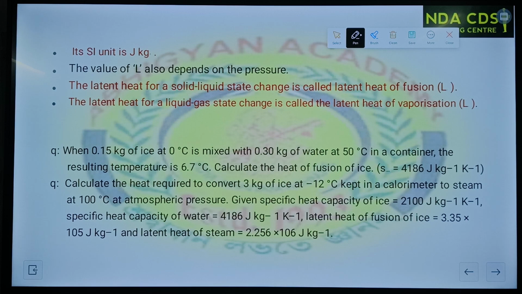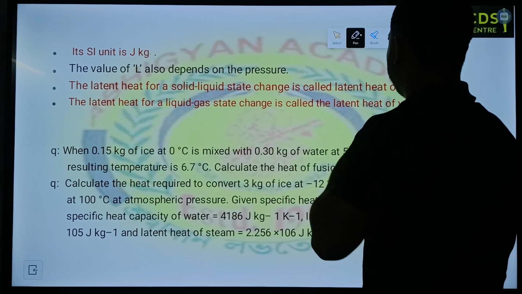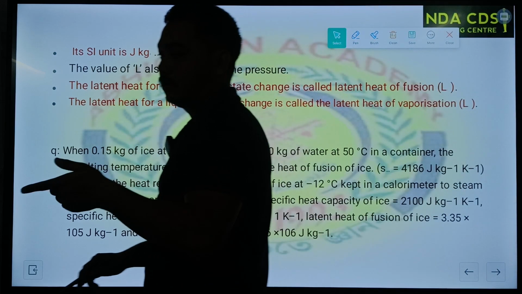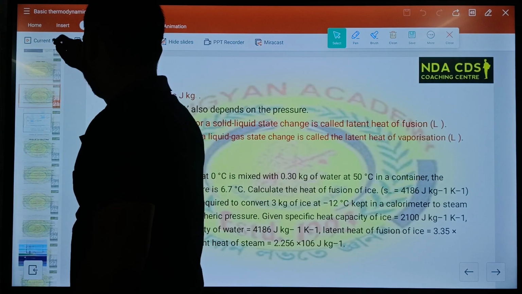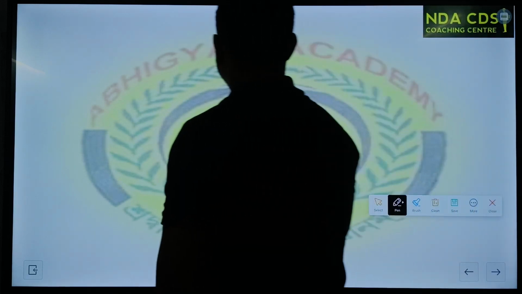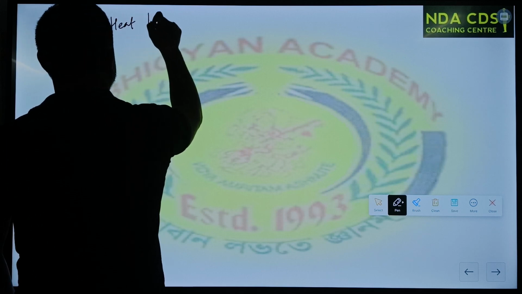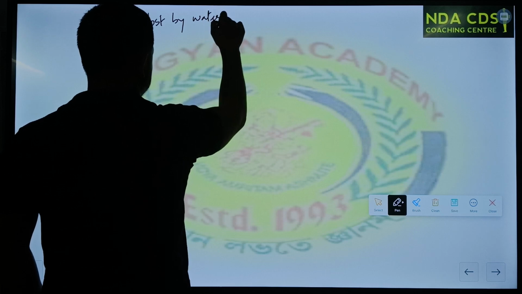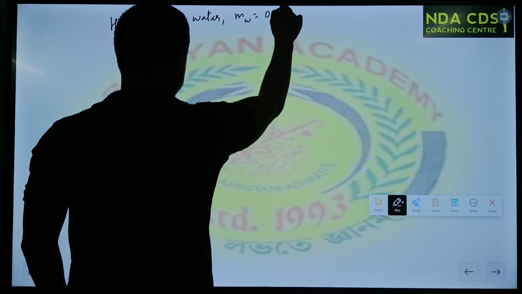Heat loss by water, what's the formula? Q equals mass times specific heat times change in temperature. लिख लिया ना question? Okay. First, let us find out how much heat is lost by water. So heat lost by water. What's the mass of water? 0.3 kilo. Fine.